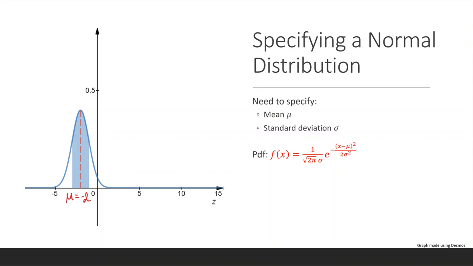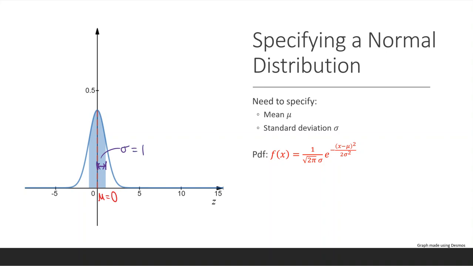Over here, this has mean -2 and standard deviation 1. And this guy has mean 0 and standard deviation 1. In other words, this guy right here, this is the standard normal distribution Z.